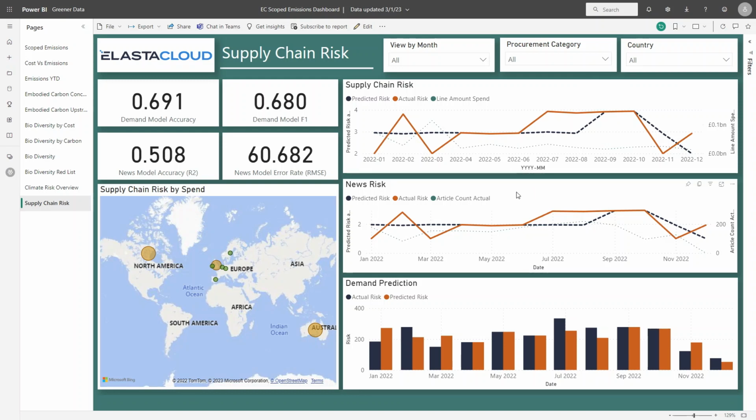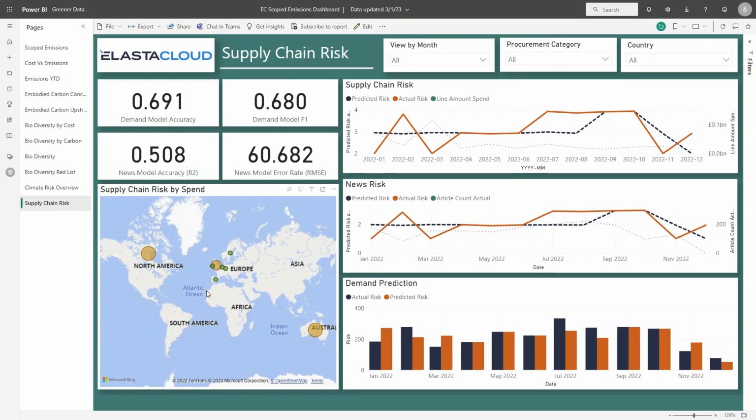This second visual shows the news risk. This is a metric between 1 and 3 and estimates risk based on the predicted number of related news articles for the month ahead. And this bar chart at the bottom shows the demand risk. This predicts the classification of volume of spend for the month ahead. The performance of the models can be seen in the cards in the top left.